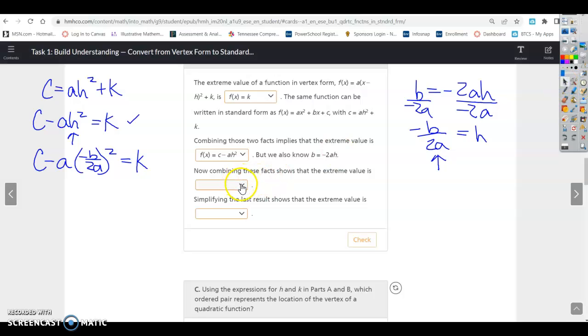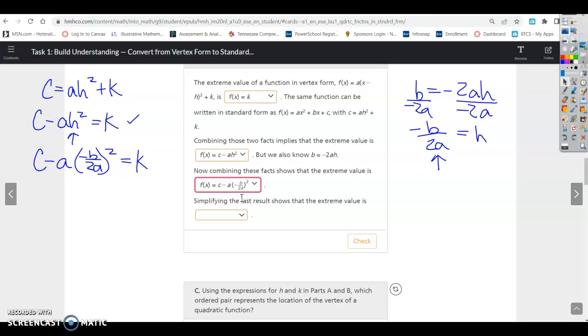All right, so again, all we're doing is substituting for h, so it's going to be the same equation, c minus a for all of these, and then substitute in the negative b over 2a squared, and that's going to be that fact. Now they want us to simplify it.